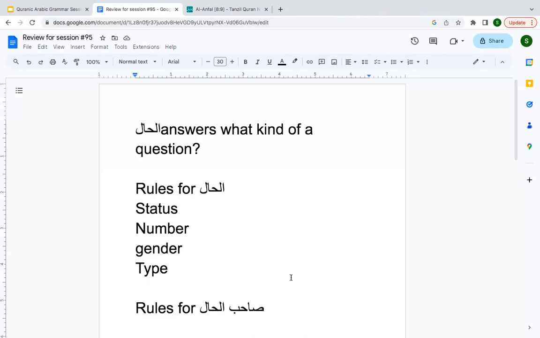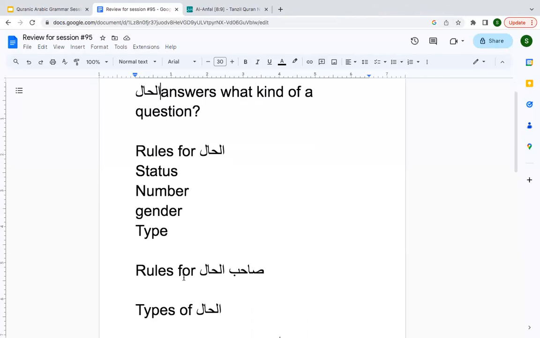Okay, inshallah. When it comes to rules for Sahibul Hal, what was one thing that you need to know? Yes, the only condition for it is it must be proper. Can be of any status, number, gender, anything. It can be performing any role, but the condition that it must meet is it is proper. You will see in very rare cases that it is common, but if you don't remember that it must be proper, you will be making major mistakes.